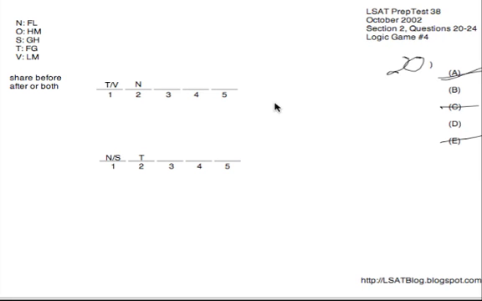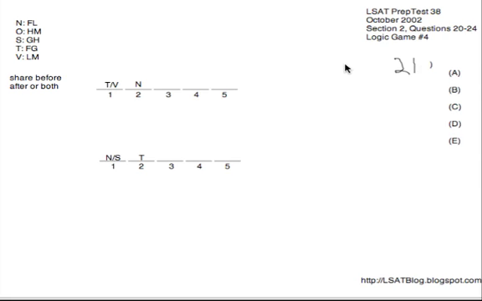A little bit tougher because looking at B, V and N do share. They both have L there. So for that reason, B is okay on that issue. But if we look at the third slot, O, on choice B, O does not share with N. See, O has HM, N has FL, they share nothing. And then O and T on 3 and 2 are also sharing nothing. So for that reason, B is bad, leaving D by elimination for number 20.